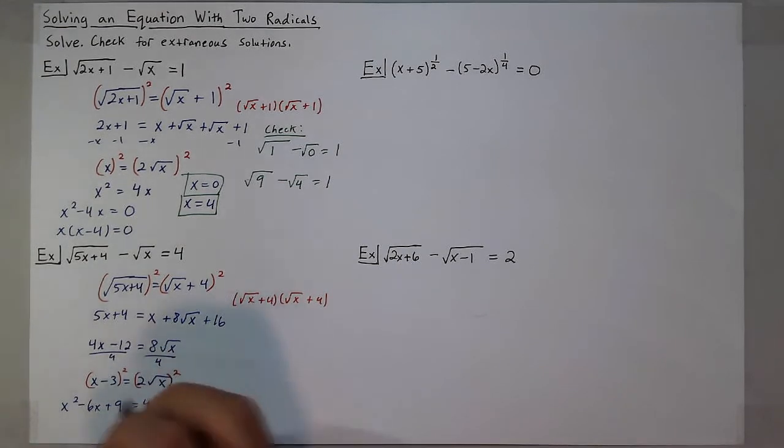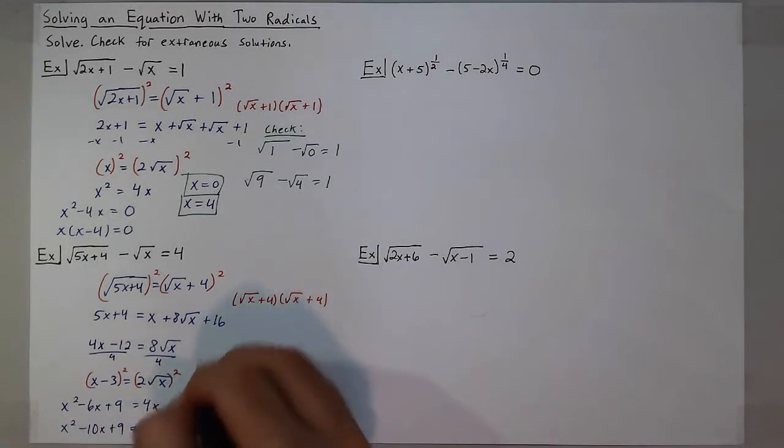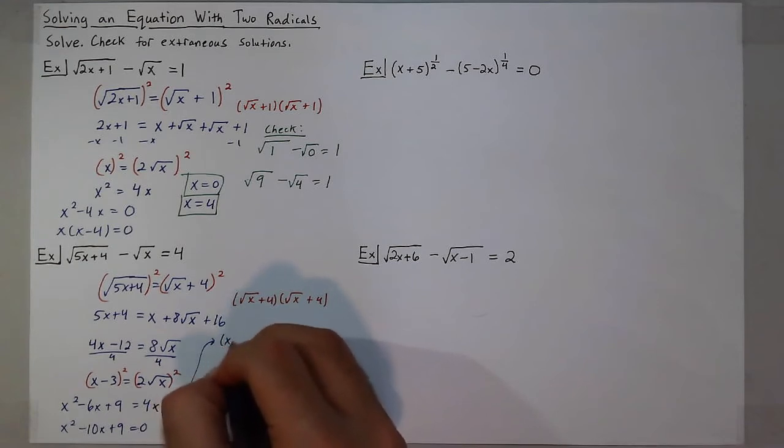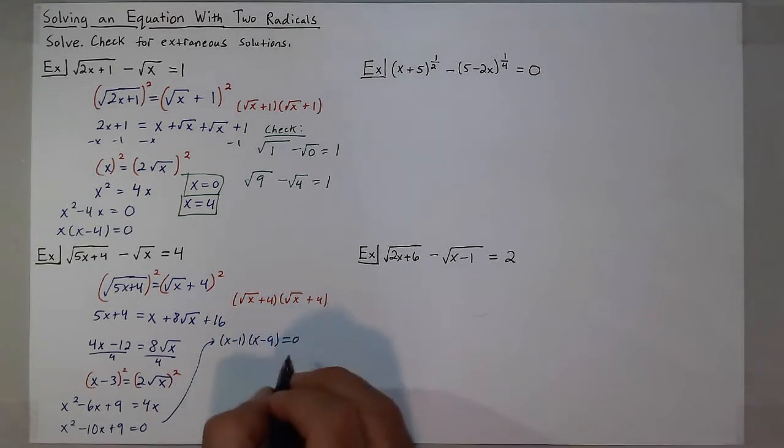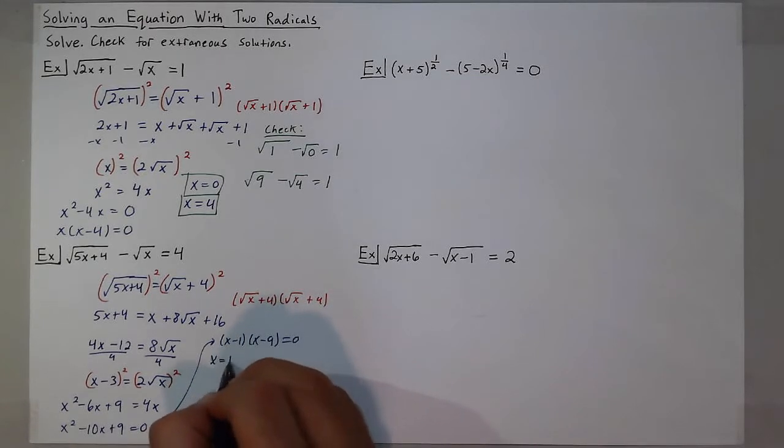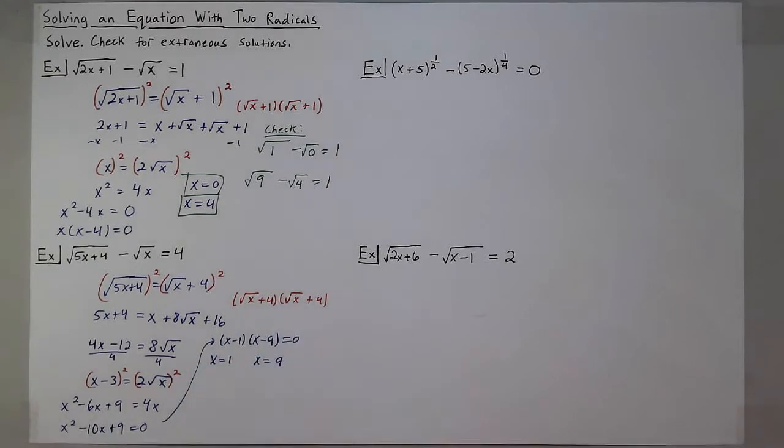I'll subtract 4x, and I'll have x squared minus 10x plus 9 equals 0, which when factored gives me x minus 1 times x minus 9 equals 0. So my two solutions are 1 and 9. Now you do want to test both of these solutions to make sure they work.